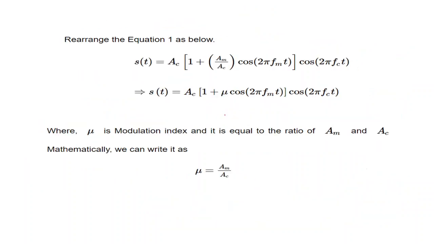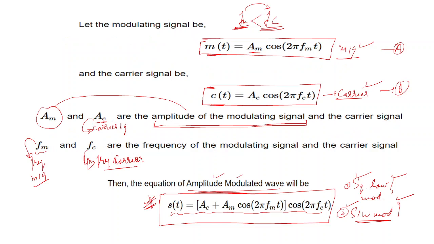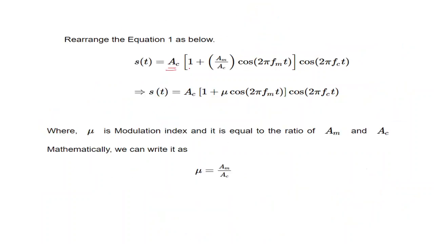Now the next part: when we rearrange the equation, as I'm doing here, I'm taking AC as common. When I take AC as common, what will I get? AM by AC, and the remaining terms are similar. You can write this value here, you can also write this value here. So what we get here, when we take AC as common, is 1 plus AM by AC cos 2 pi FM t, times cos 2 pi FC t. So AM by AC will be represented with mu. And what is mu? Mu is the modulation index. We can call this the modulation index, or we can call it the modulation depth.